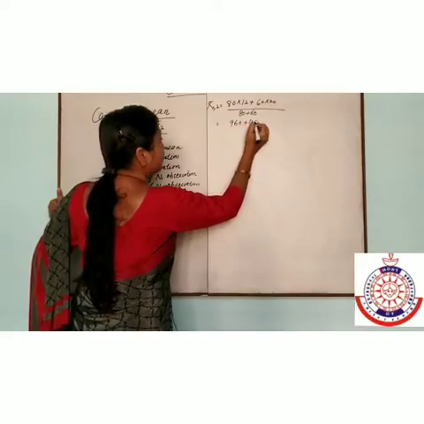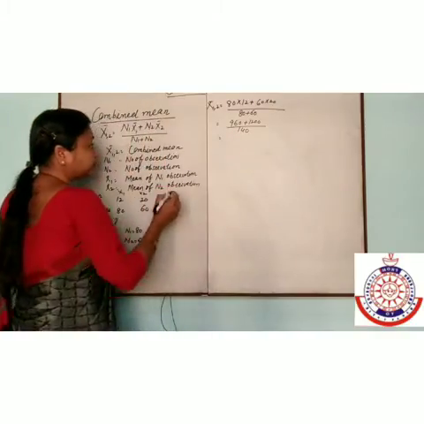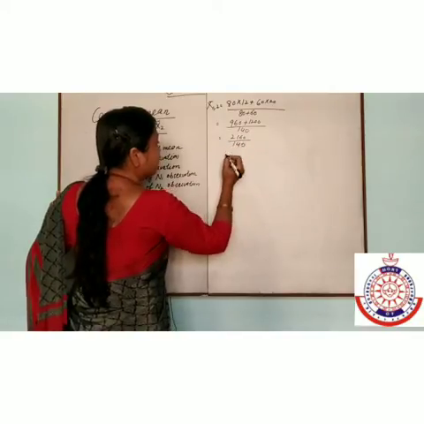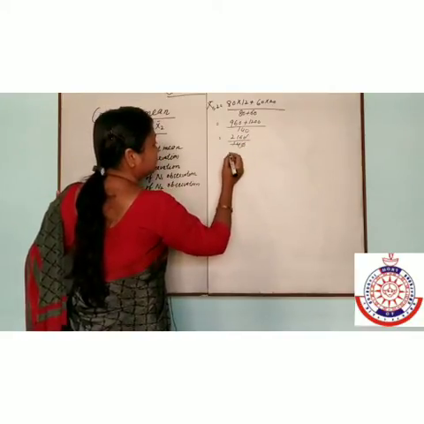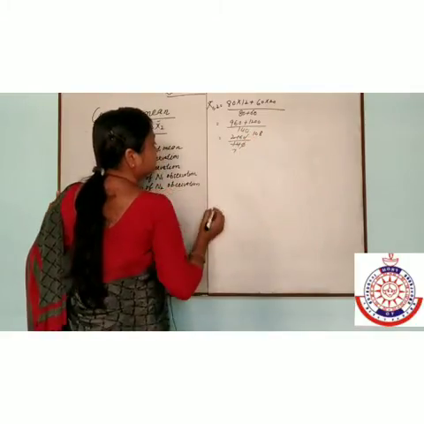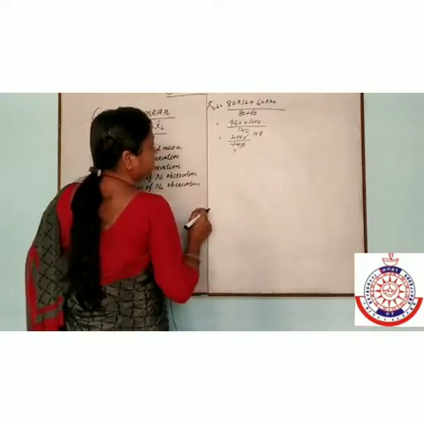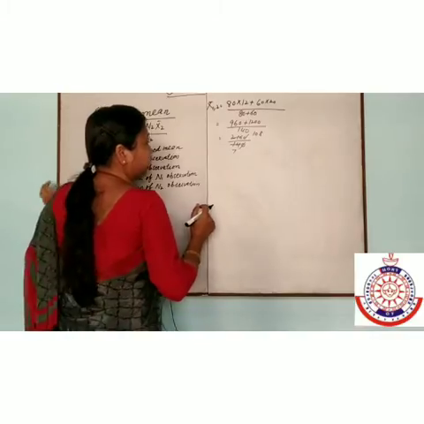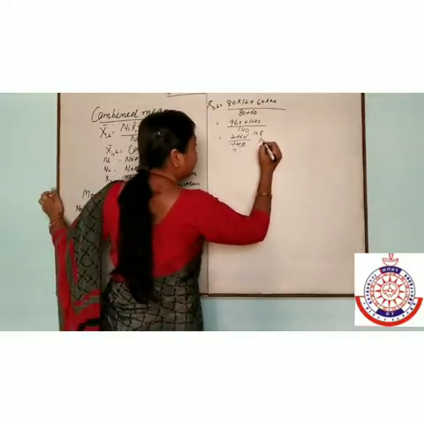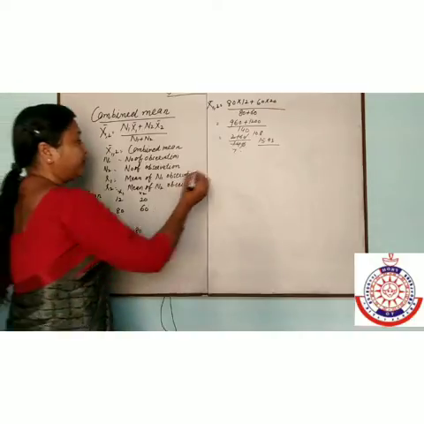960 plus 1200 divided by 140, that is equal to 2160 divided by 140. The combined mean is equal to 15.43. Here the answer is 15.43.